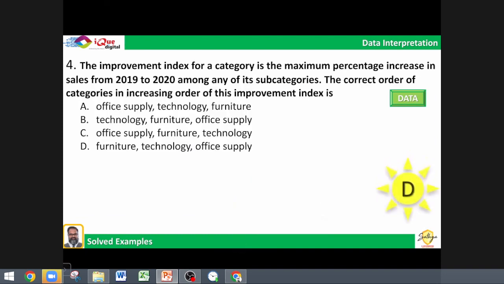The order is D. So furniture, more than furniture is technology, and the most is office supply. The best improvement is in office supply, one of those categories. It's just a matter of calculating the numbers for all of them. Understood this particular thing?